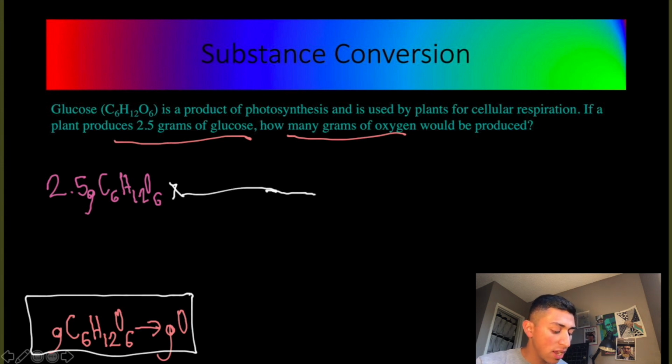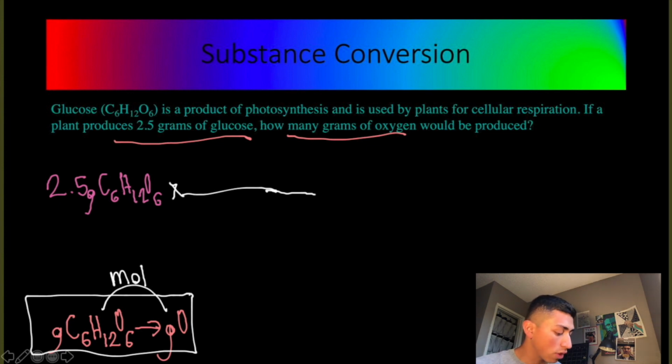Now the first step in really converting from grams of one substance to grams of another substance is converting from grams of what we have to moles of that substance. We have to do this because we know that we cannot convert directly from grams of glucose to grams of oxygen. We have to go through moles of these units. And let's go ahead and just see what it should look like.